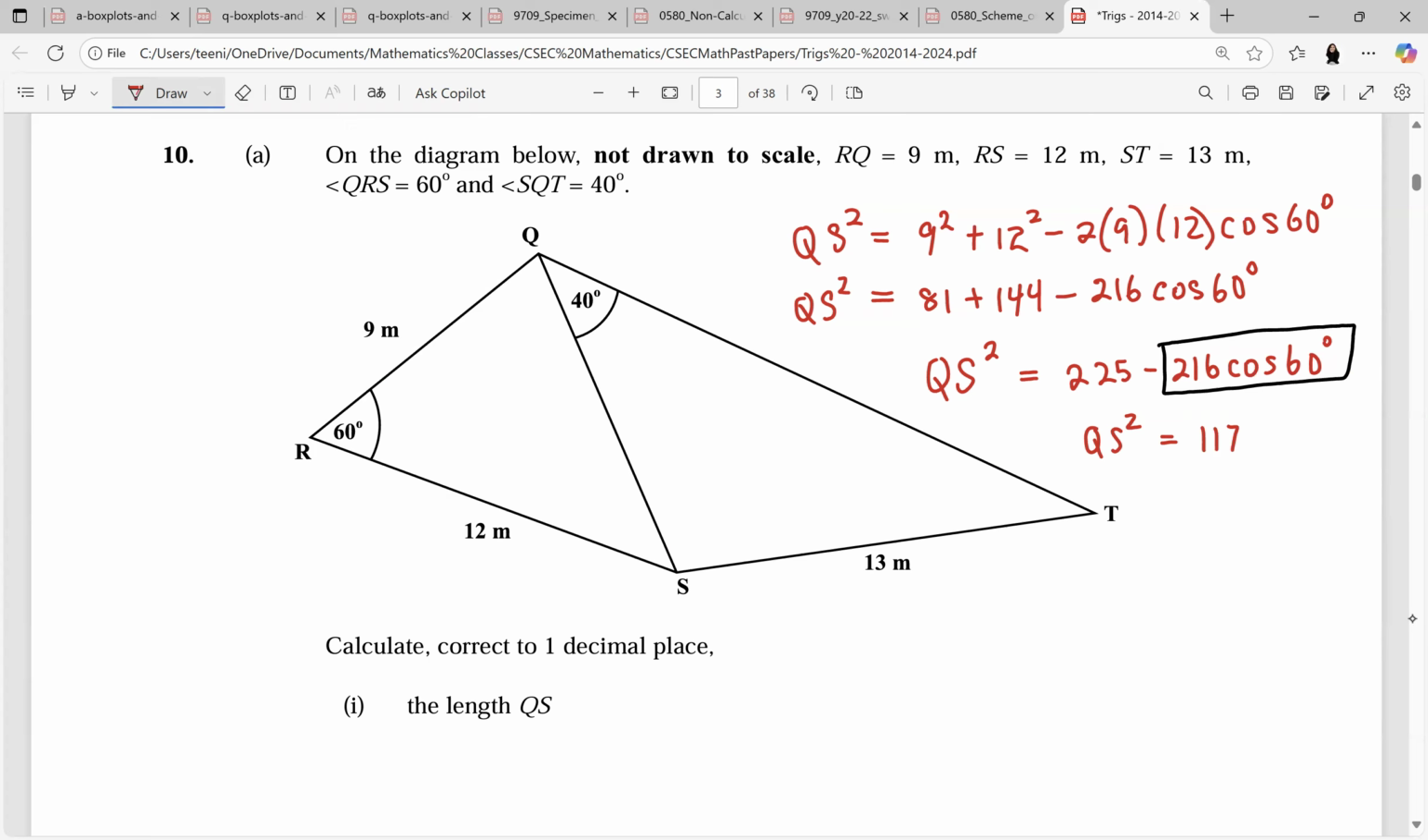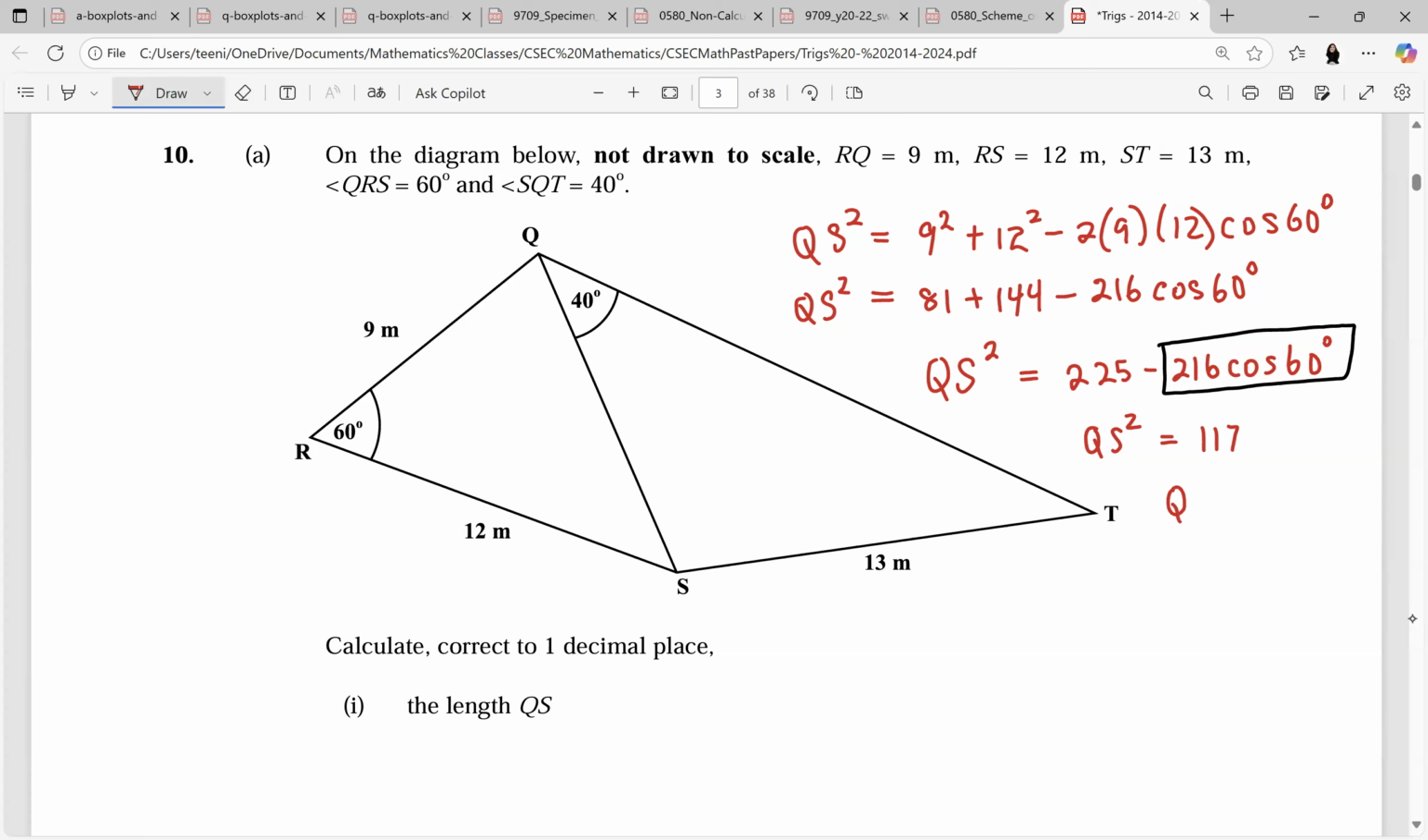I get back the same thing. All right, scratch it. All you're typing is 225 minus 216 cos 60, exactly as it is written here. No extra multiplication signs, no extra any signs. Just 225 take away 216 cos 60. Yes, I get 117. Right.